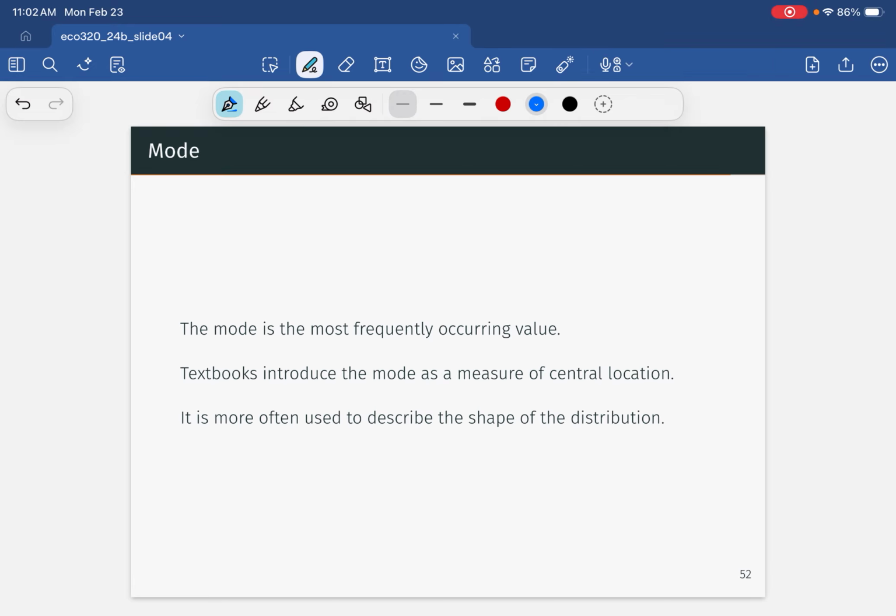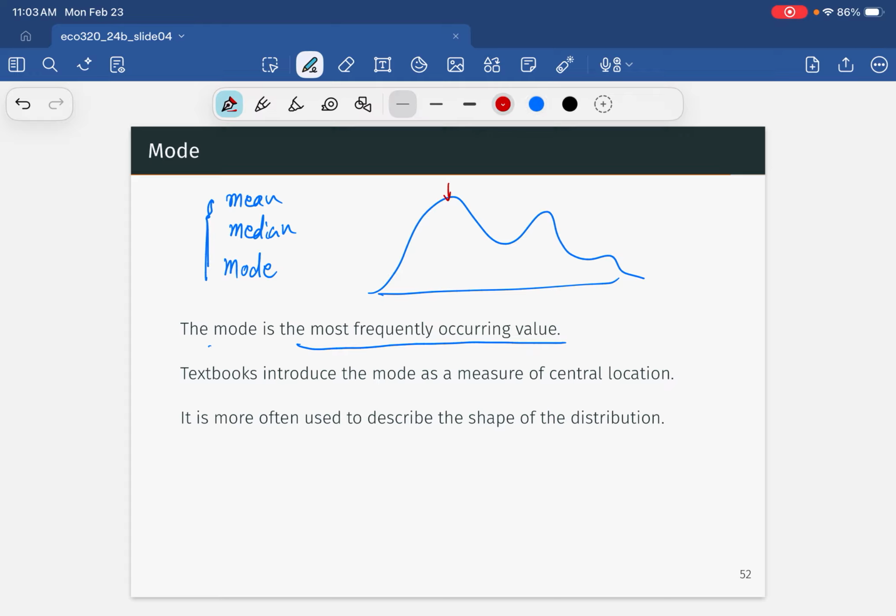And the mode is usually introduced in the textbooks as a measure of center. So the measures of central location include mean, median, and mode, introduced as a triplet. But I don't agree because I've never seen mode used as a center that often, right? This definition is not wrong. The definition is the most frequently occurring value. When you make a histogram like this, usually the peak is the mode, right? This has the highest probability at the peak. So in this example, as you can see, it is not the center. Center should be somewhere in the middle, but the highest peaking point may not be at the center. But the mode is more often used to describe the shape of the distribution. I think this is how I would suggest you to understand the mode.